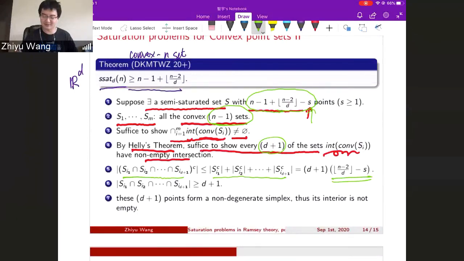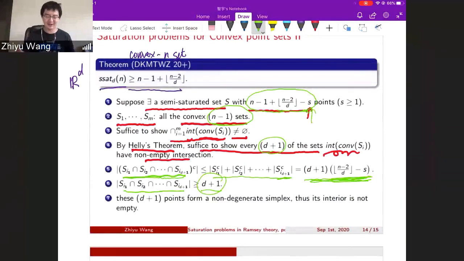Okay, just by the pigeonhole principle. And then because I have d plus 1 of them, the complements of the intersection of all of them have to be smaller or equal to this number. Therefore, if we subtract this, the intersection of all of them has to be at least d plus 1. So the number is chosen so that this is strictly larger than d.